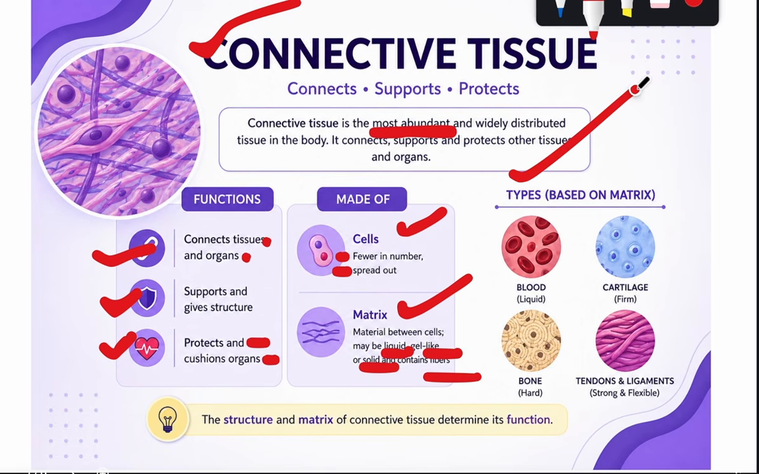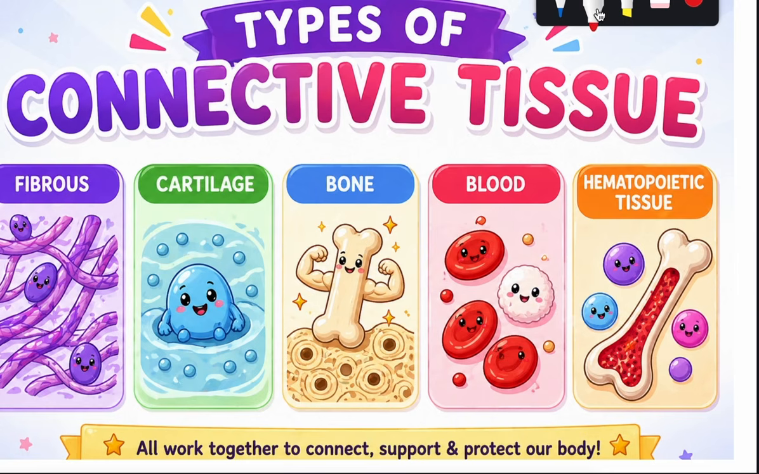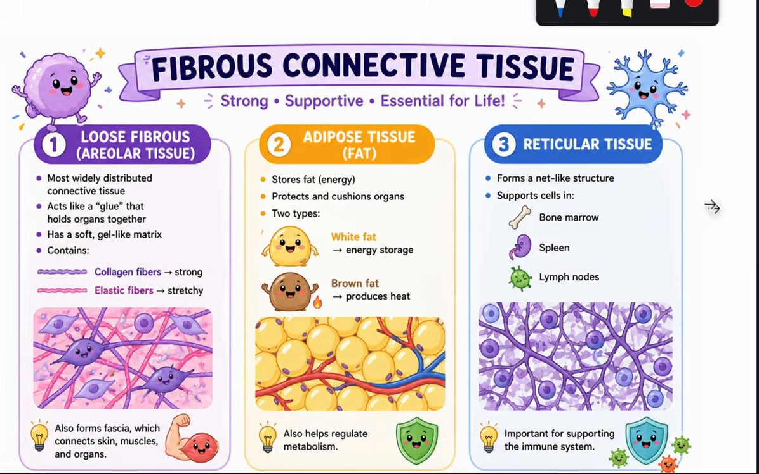There are different types based on the matrix. So what are those types? Let's have a quick look. The types of connective tissue are fibrous, and then we have cartilage, bone, blood, and hematopoietic tissue. We'll learn about each in detail in upcoming slides. So let's move on. First is loose areolar fibrous tissue.